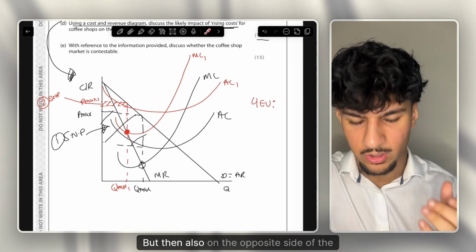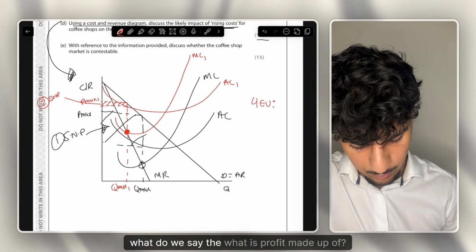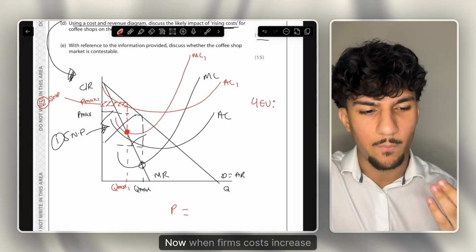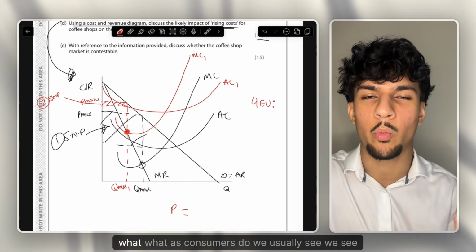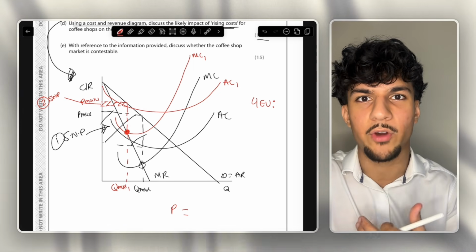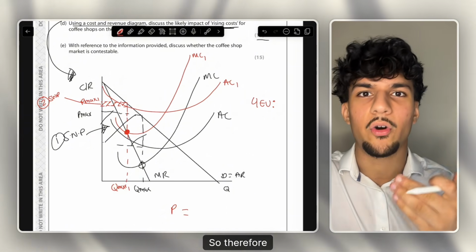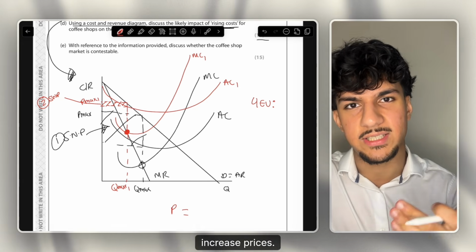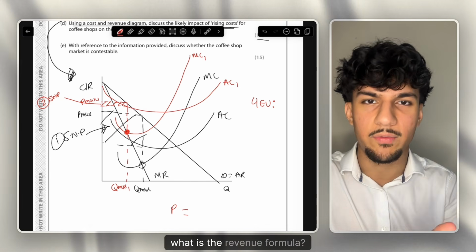And then of course, what usually happens when there are cost increases? That is an absolute banger of an evaluation point. But then also on the opposite side of the spectrum, what is profit made up of? Profit is revenue take away costs. Now, when firms' costs increase, what do we as consumers usually see? We see firms increase their prices. So if costs have increased for firms, they're likely to increase prices.